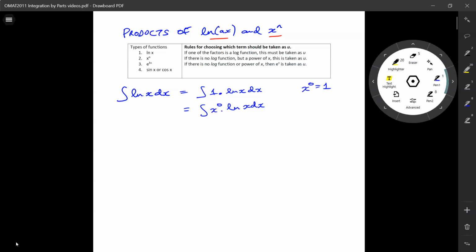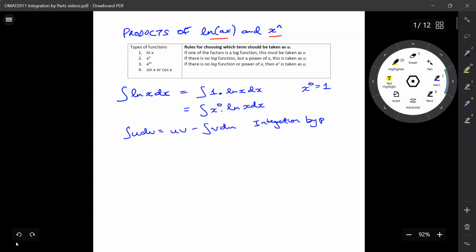So the rule is as follows: the integral of u dv is the product of u times v minus the integral of v du. That is the rule of integration by parts. So first of all, how do we choose our u? Well, we go up to our table, which has the rules for choosing which term should be taken as u. And if our function contains a log of x, that should be the first one.